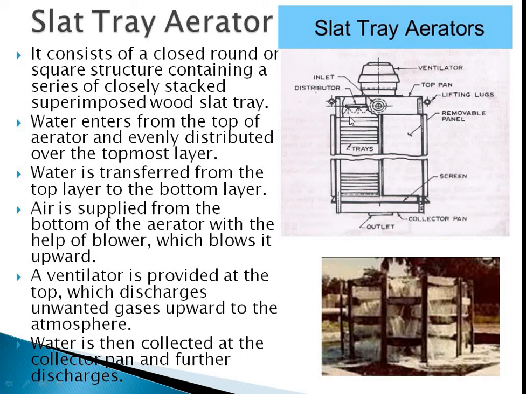And this is the process: during the travelling of the water from inlet to outlet, the blower is run at the bottom, and that blower will carry the objectionable gases from the water to the ventilator. A ventilator is provided at the top which discharges unwanted gases upward to the atmosphere, and the water is then collected at the collector pan and then further discharged. So in this fashion the aeration process is achieved.